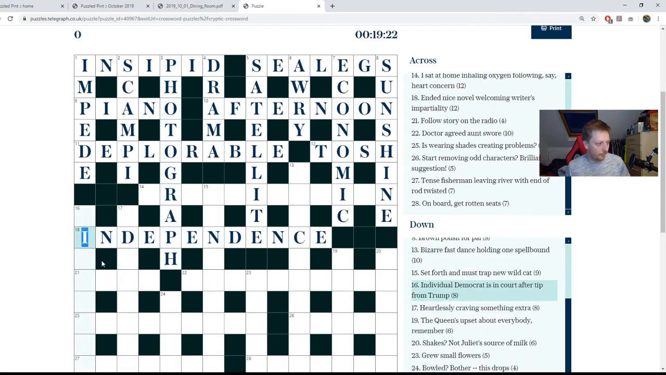Like so. Ooh, just hit myself in the nuts. Ow. Solving crosswords is a dangerous business.